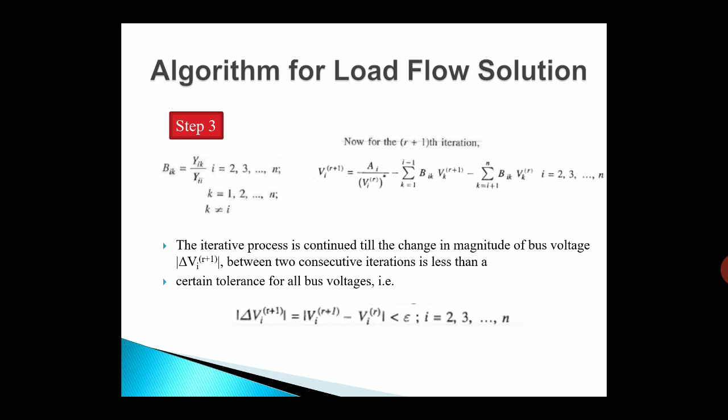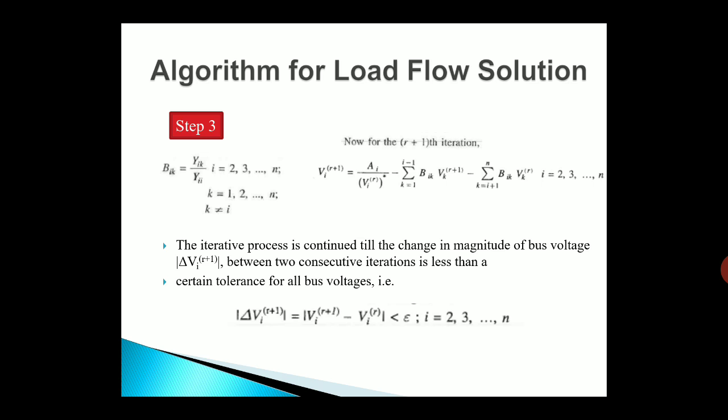If you look at the right hand side equation, you see V at r plus 1 equals Ai by V at r. That means when you go to the rth iteration, first iteration, second iteration, third iteration, and put that value in, you will get the third plus 1 value on the left hand side. So this r plus 1 says that it is the updated iteration. The bracket in the superscript tells you the number of iterations, and the subscript says which bus we are concerned with.